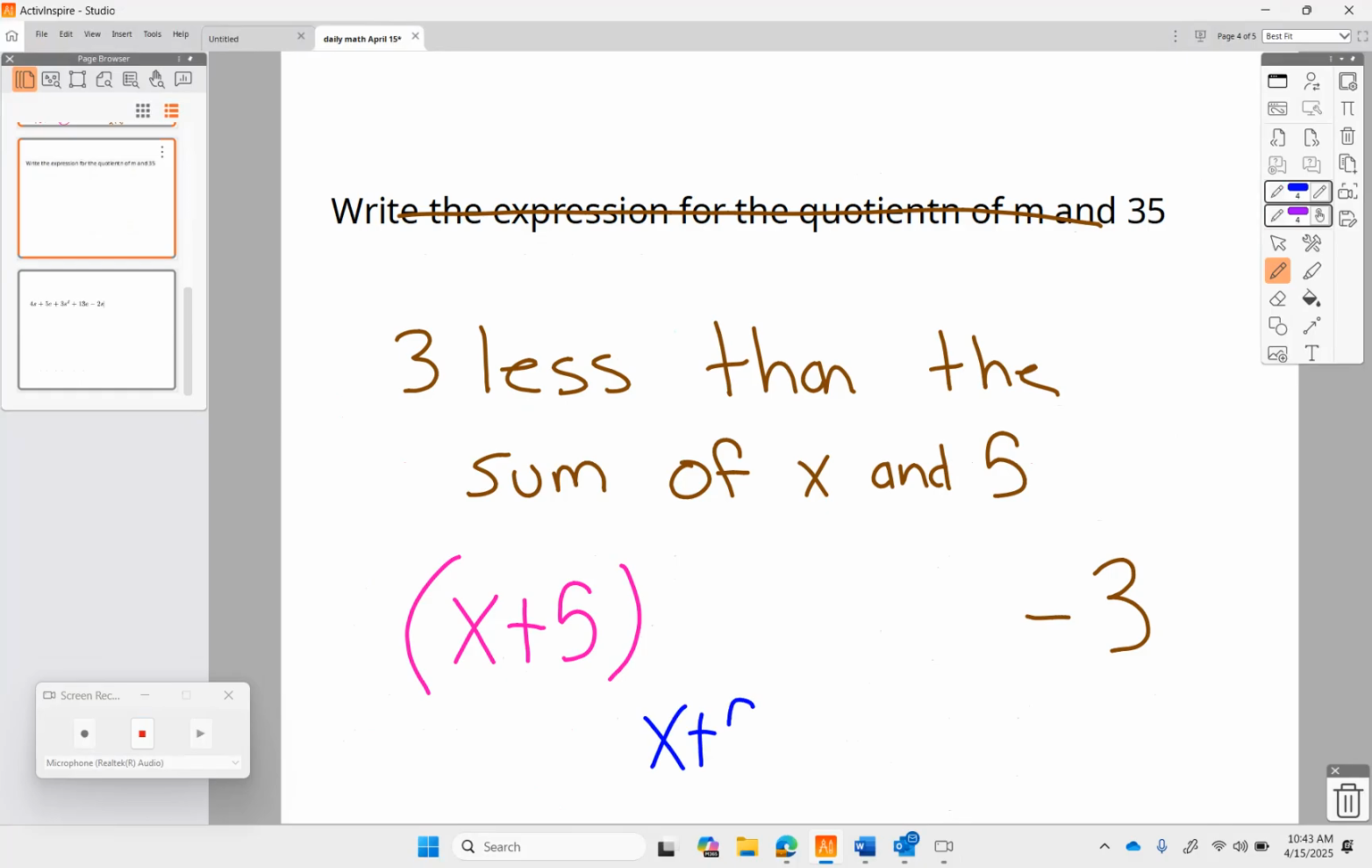You're not going to be able to solve the whole problem. We are not asking you to solve. We are not asking you to evaluate. It just says write. Okay, now we're going to go on to the last one.